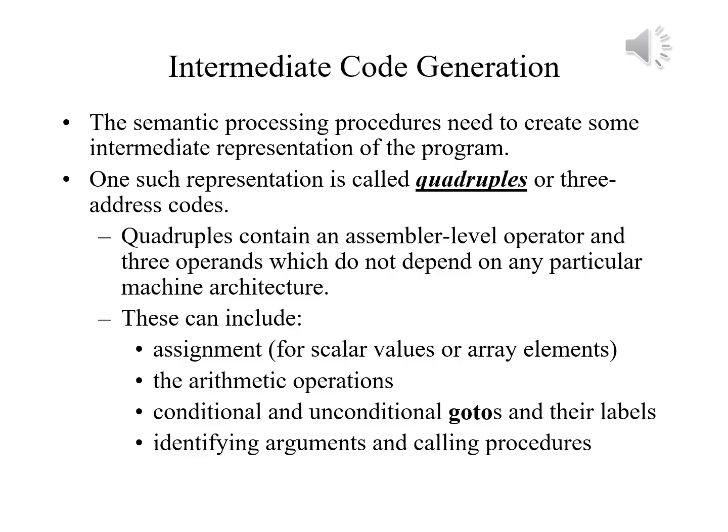Quadruples contain an assembly language level operator and 3 operands. And quadruples do not depend on any particular machine architecture. These instructions can include assignment, both for scalar values and array elements, the various arithmetic operations, both conditional and unconditional gotos, as well as the labels to which they transfer control, and identifying arguments and calling procedures.